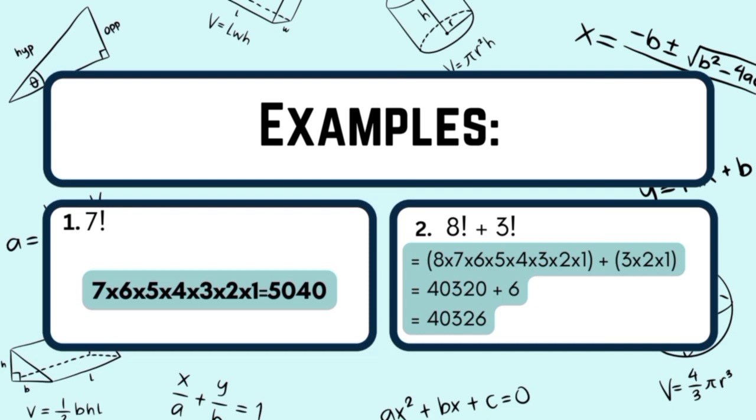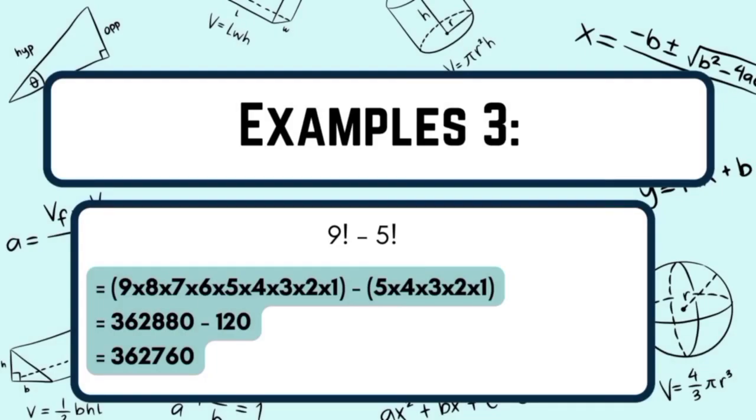Example number 2. We have 8 factorial plus 3 factorial. The process of this is 8 factorial is 8 times 7 times 6 times 5 times 4 times 3 times 2 times 1, plus factorial of 3, which is 3 times 2 times 1. So 8 factorial is 40,320 while 3 factorial is 6. So 40,320 plus 6 equals 40,326. So the answer is 40,326.